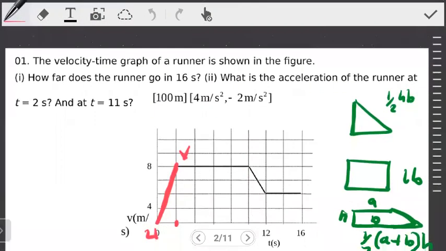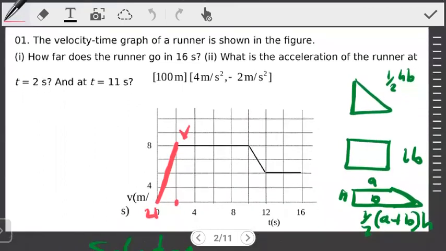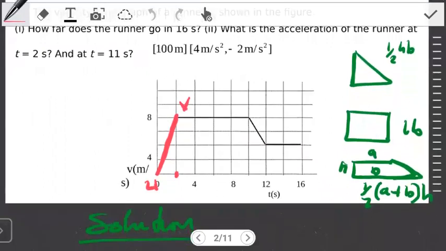Okay. Next up, they want us to get the acceleration at t is equals to 11 seconds. So where is t equal to 11 seconds? Well, we know here it's 10, and the next one is going to be 12. So 11 seconds has to be here. So we want to find the acceleration at that particular point.